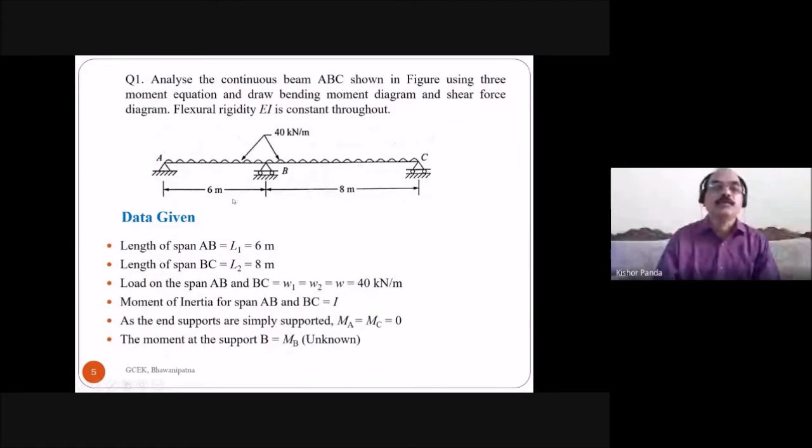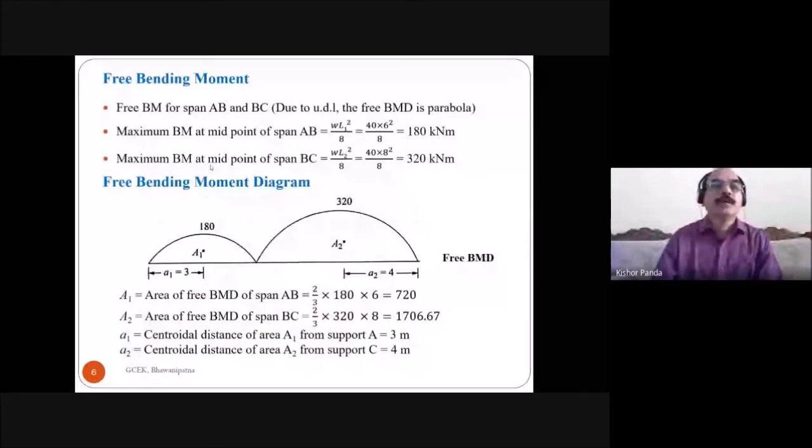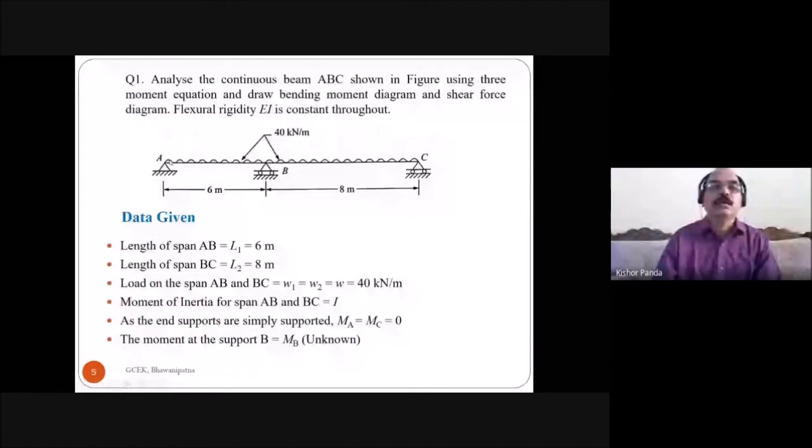So first, what are the steps? First, draw the free bending moment diagram of spans AB and BC. For the free bending moment diagram of spans AB and BC due to UDL, the diagram is a parabola. You know this is the UDL. So for span AB it is a parabola and for span BC it is also a parabola.